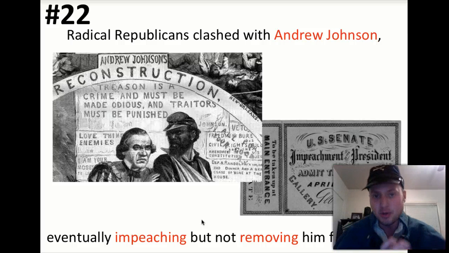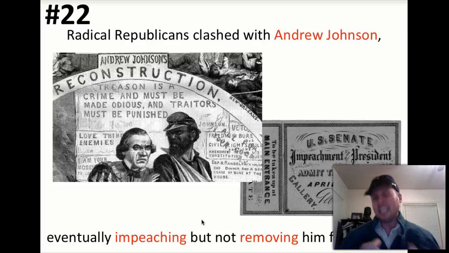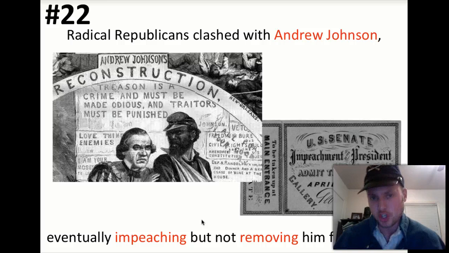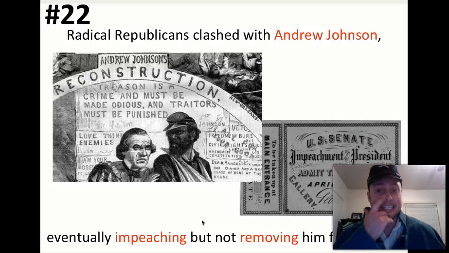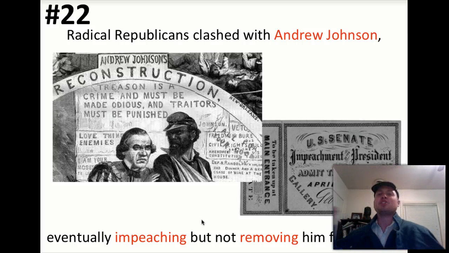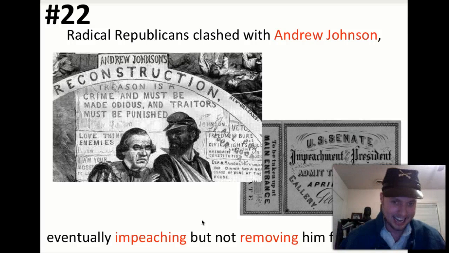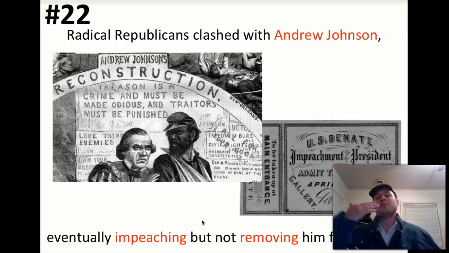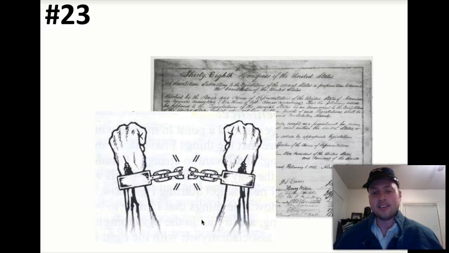Impeached is when the House of Representatives says, hey, you did something bad, we're going to put you on trial. The Senate actually decides whether to kick a president out. Andrew Johnson does not get kicked out, but he did get impeached, and it was the Radical Republicans attacking him because he didn't want to punish the South, and he didn't want to give rights to African Americans like they did.